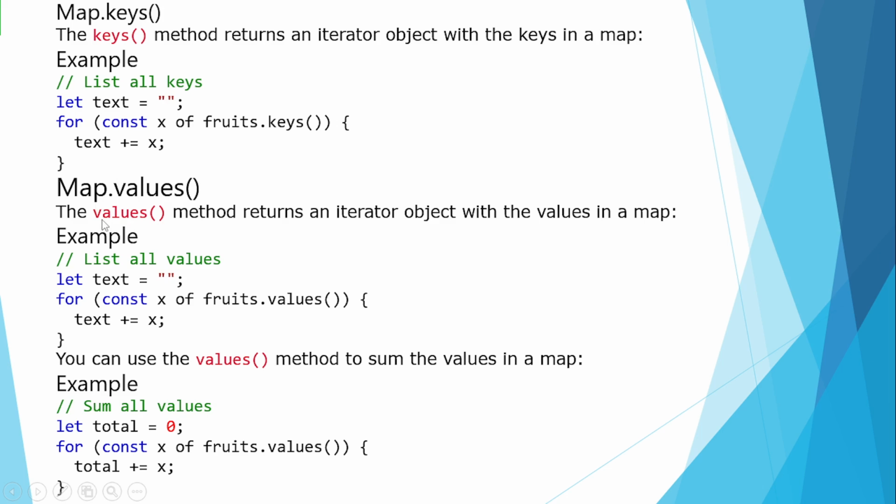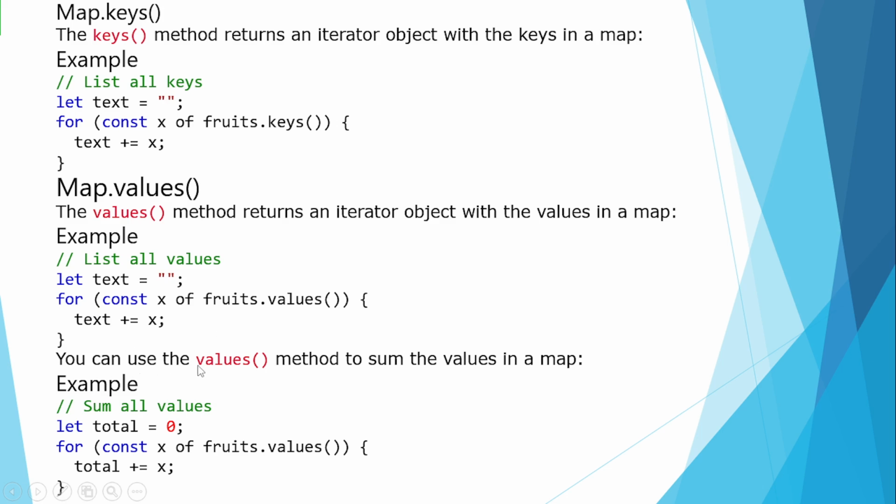Map.values. The values method returns an iterator object with the values in a map. Whatever values are present in our map, by using the values method we can return all the values. For example, here we are calling the fruits.values method to iterate all the values.